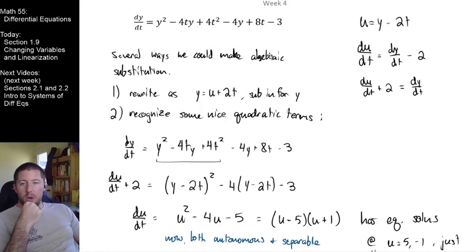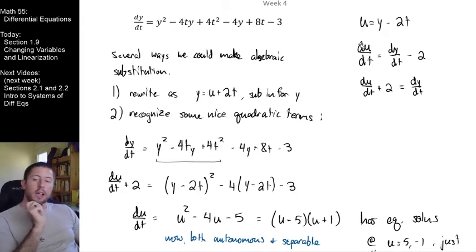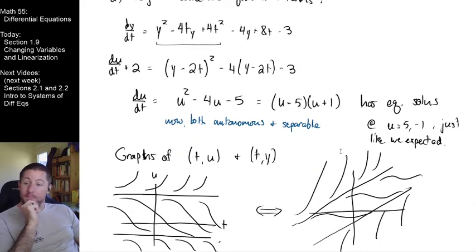So this is an equation that we can solve for y now by doing the substitution, getting the solution for u, and then undoing the substitution, I should say, to get back into y land right there. So there we go.